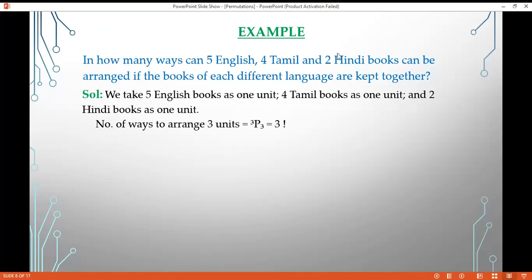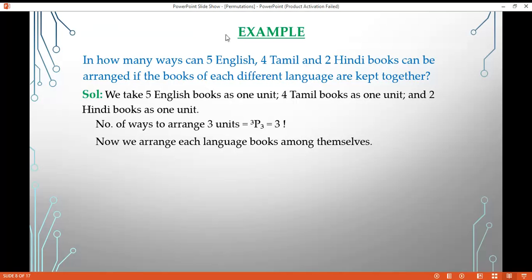So the number of ways to arrange three units is 3 factorial, because out of 3 we have to arrange all these 3, so 3P3, that is 3 factorial. Now we arrange each language's books among themselves. First we arranged them considering each language as one unit. Now we have to arrange all five English books also, and the four Tamil books also.